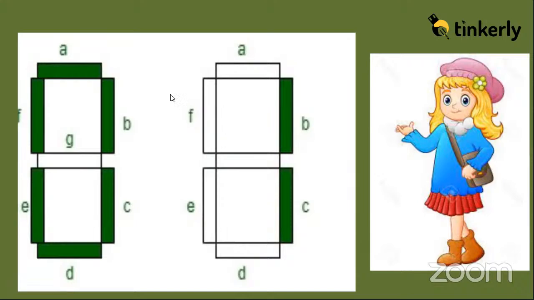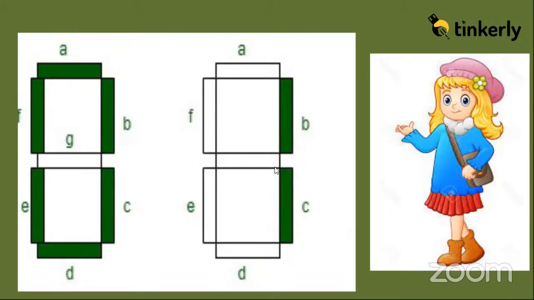Similarly, if I want to display the number one, so this is my number one. For that, my A LED should be low. The B LED should be high. C high. This LED will be high. D will be low, E will be low, F will be low, and G will be low. So I will be able to get the number one.